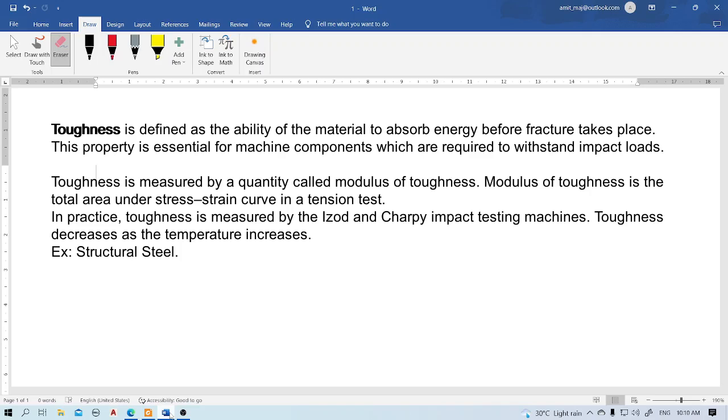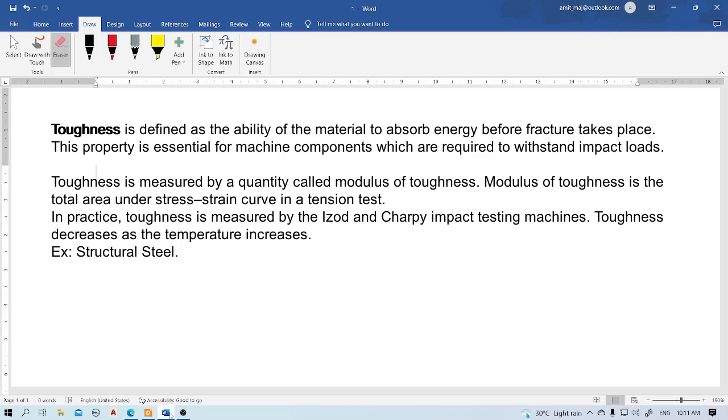What is toughness? It is defined as the ability of a material to absorb energy before fracture takes place. मतलब फ्रैक्चर होने से पहले, मतलब एक मटेरियल पे अगर लोड अप्लाई हो रहा है तो वो फ्रैक्चर होने से पहले कितना ज़्यादा से ज़्यादा एनर्जी एब्जॉर्ब कर सकता है, दैट इज कॉल्ड टफनेस. दिस प्रॉपर्टी इज एसेंशियल फॉर मशीन कंपोनेंट्स which are required to withstand impact load, bending load, twisting load. So for this kind of load, the required property is toughness.